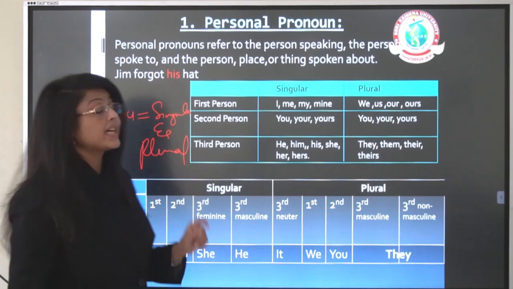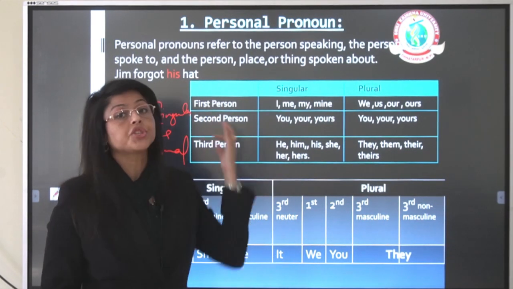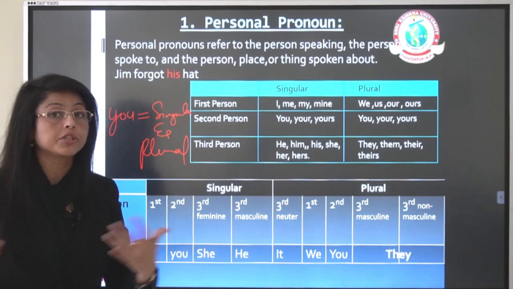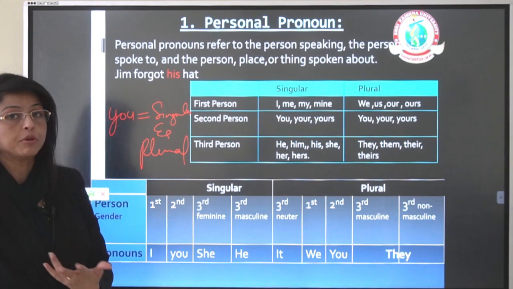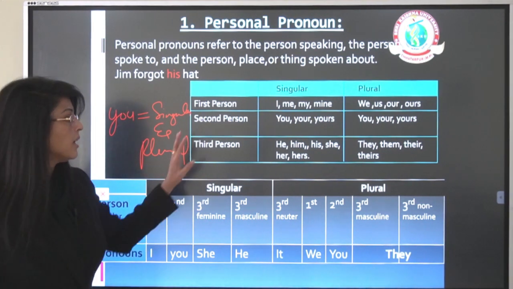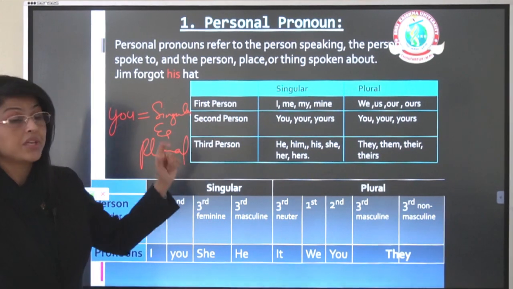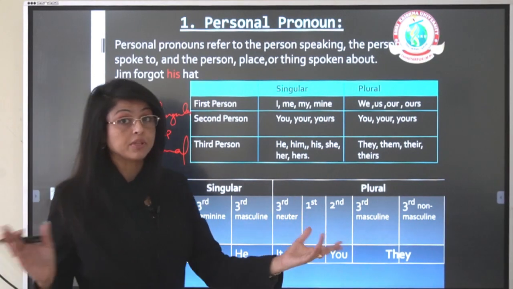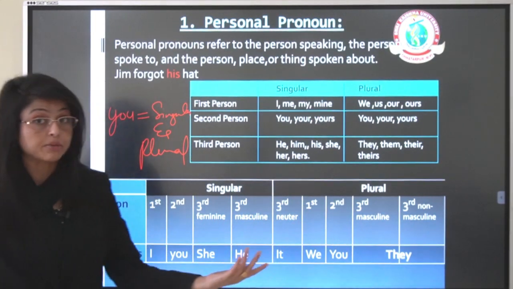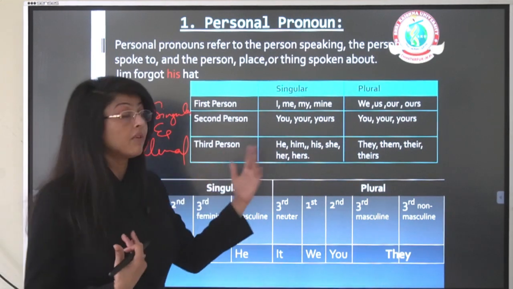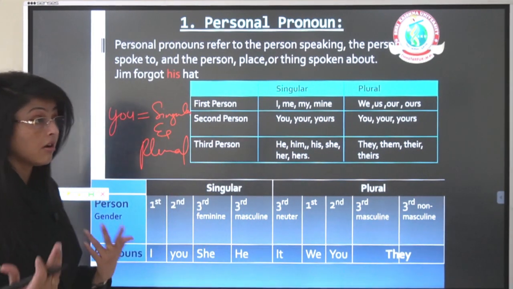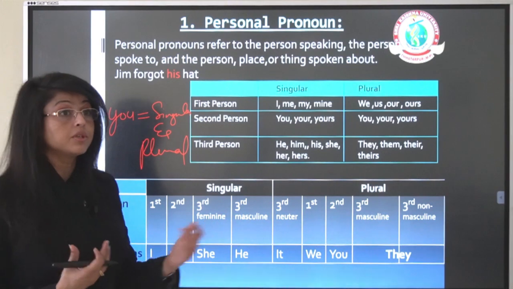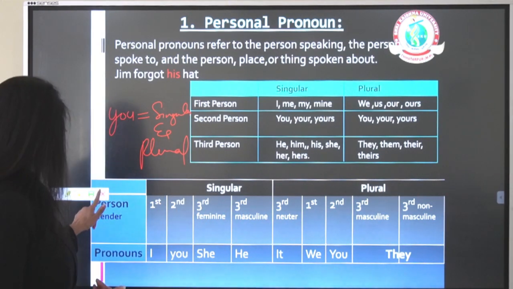So in that case, how can you differentiate whether "you" is used for a single person or multiple persons, or more than one person? You have to check the subject, whether the subject is one or there are multiple subjects, or the object is one or there are multiple objects. That's how you have to have a complete sentence in front of you to understand whether this "you" is used as singular or plural. Okay.